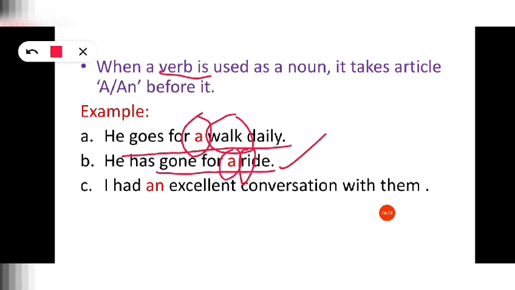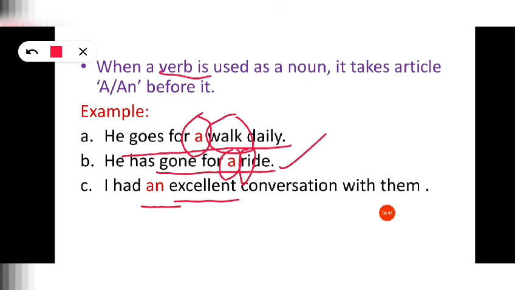I had an excellent conversation with them. Yes, again, we have used an here. Okay, so conversation, like when you're talking to somebody, again, it can be used as a verb. He had a conversation. When we say conversating, that means we were talking. I had a conversation. So the word conversating has changed to a noun, conversation. So again, we'll have to use an article, but there is also a word given here as excellent.